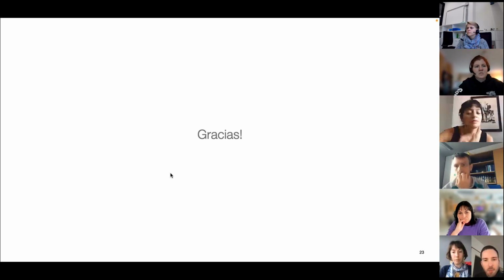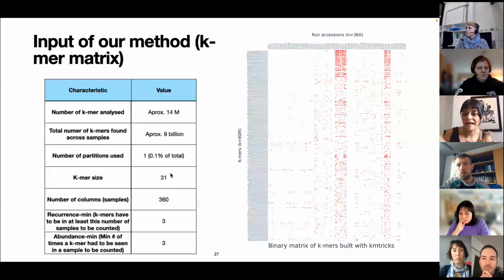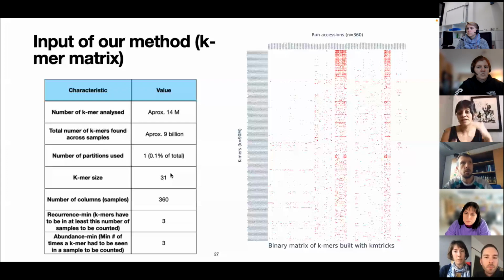Here, right? We built a large k-mer matrix that had something like 9 billion k-mers, only with these 360 samples. That was too much to do anything with, right? Even though we rely on Dask, which is a library that does parallelization, and it's really cool, it's too much. So what we did was we enforced one partition only. So we sub-selected 40 million k-mers only, right?